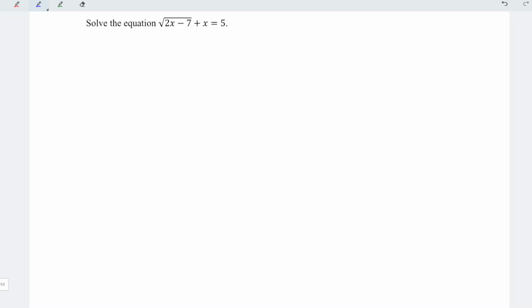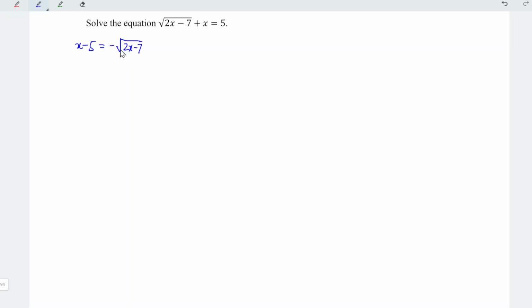Today, I would like to share how to solve this equation. To solve this kind of equation with radicals, we can group the radical on one side and the terms without radical on the other side, which means that we have x plus 5 moved to the left, minus 5, is equal to positive radical moved to the right, negative square root of 2x minus 7.